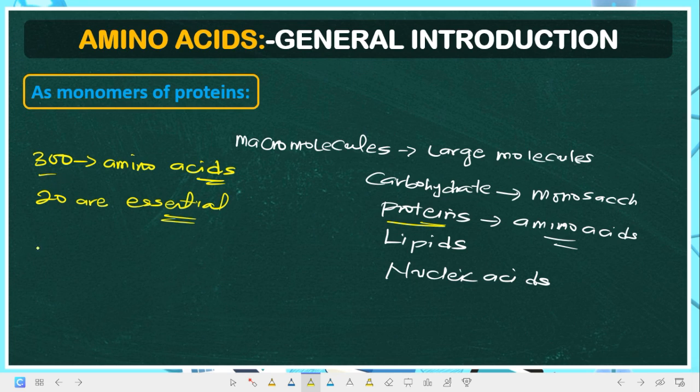So when an amino acid combines with another amino acid, and the chain continues like that, it forms what? Proteins. So when amino acids combine together in different proportion, or in different sequence, they form proteins. So let's continue with our study.